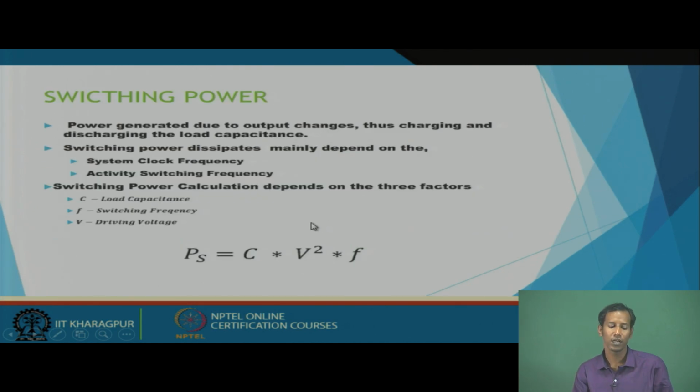Then actually the switching power is the power which is generated due to output changes, and thus the charging and discharging of the load capacitance. Switching power dissipation mainly depends on the system clock frequency and activity switching frequency. Switching power calculation depends on 3 factors: the capacitive load, the switching frequency and the driving voltage. The equation for the switching power is C into V square into F.